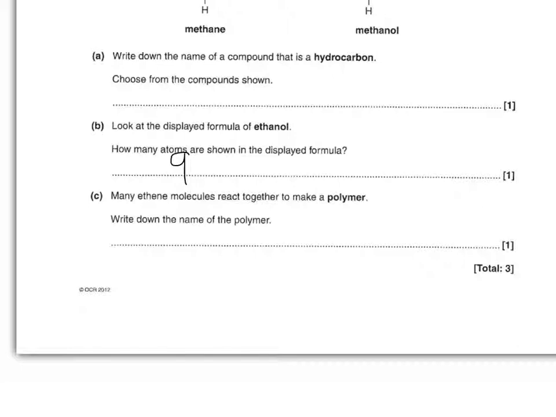Write down the name of this polymer. So to write down the name of a polymer, you take first the name of the alkene that's making it. So write down ethene, and then all you have to do to make the polymer name is just put poly in front of it. Simple as that.